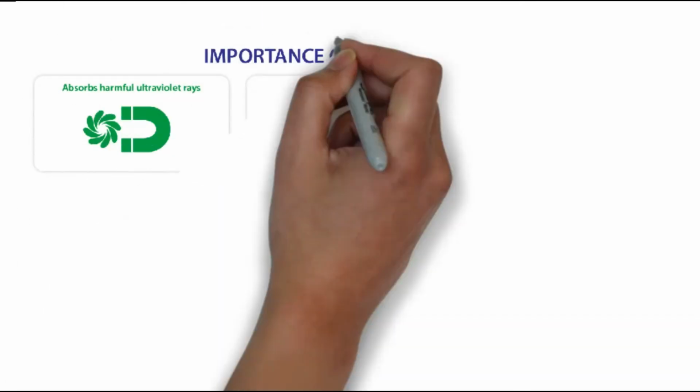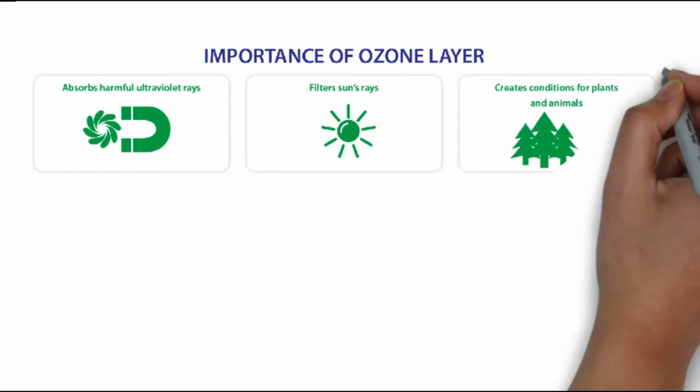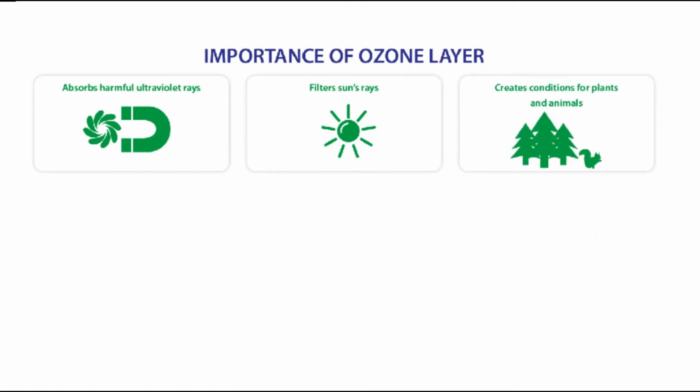Importance of the ozone layer. Both plants and animals need the ozone layer to survive. The Earth is habitable because the ozone layer shields it from lethal radiation.